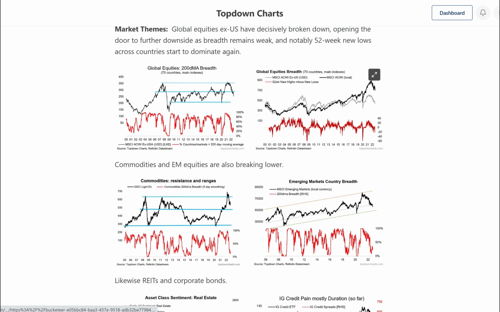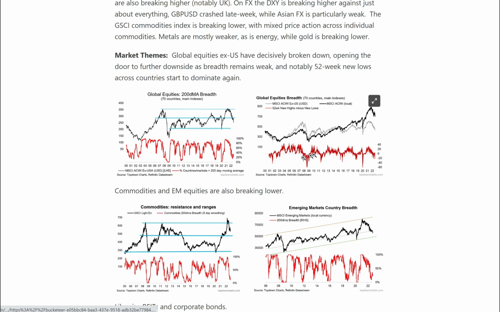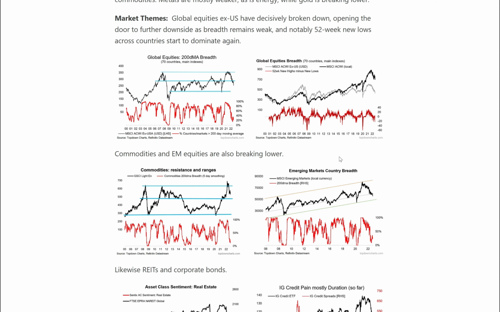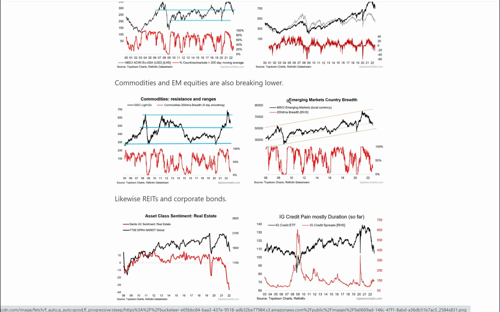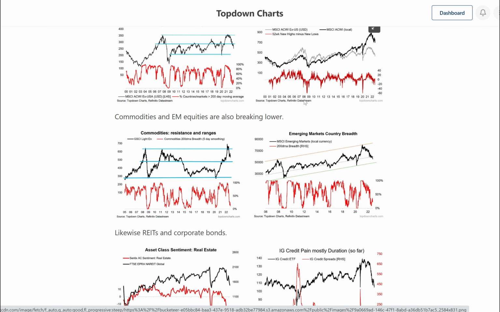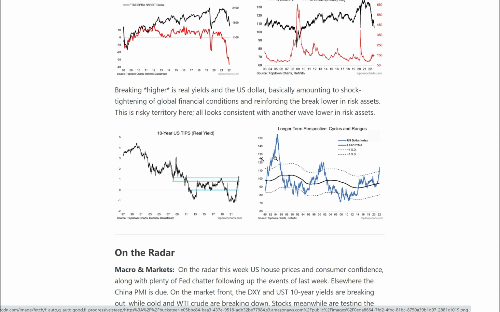So here, for instance, we're looking at global equities, and we can see there we're covering all the different technical angles there. And also looking at commodities there, kind of looking at the overall technical risk backdrop here. Also looking there at real estate, for example, and credit, and then treasuries and the US dollar.